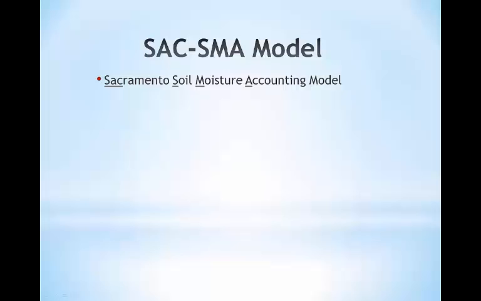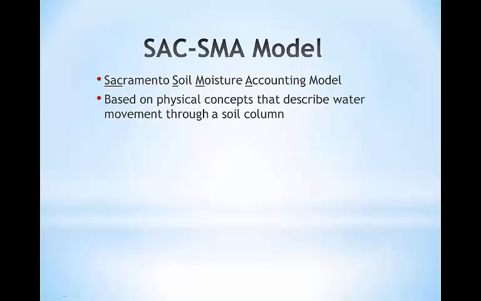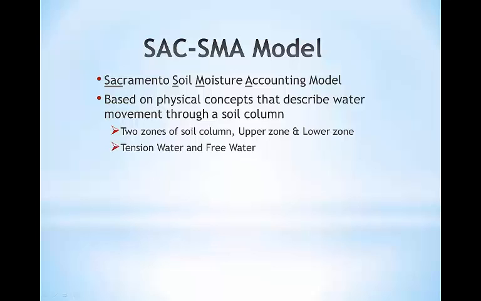This is the Sacramento Soil Moisture Accounting Model. It is based on physical concepts that describe water movement through a soil column. That soil column is split into an upper zone and a lower zone. Both of those zones have tension water and free water.